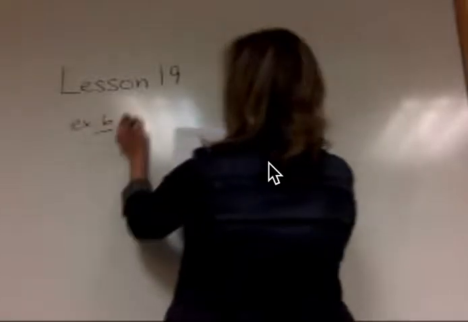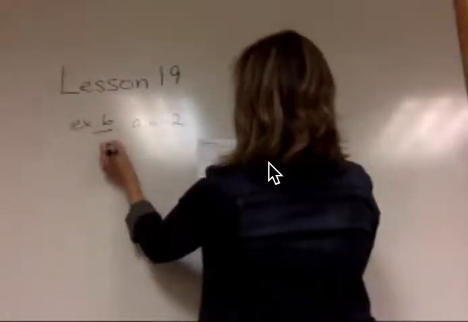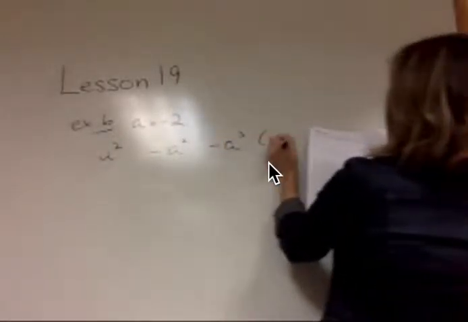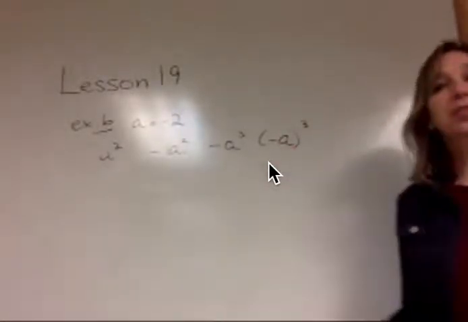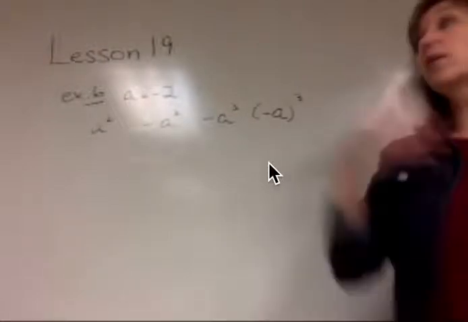Okay. So example 6. If a equals -2, what's the value of each of the following? So we have a squared, -a squared, -a cubed, and (-a) cubed. This is really similar to what we did in the past, where you substitute in. You want to use parentheses. So you're combining what we learned a couple weeks ago and what we learned today.